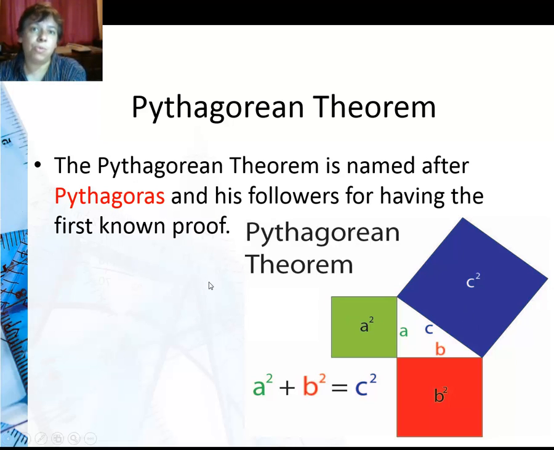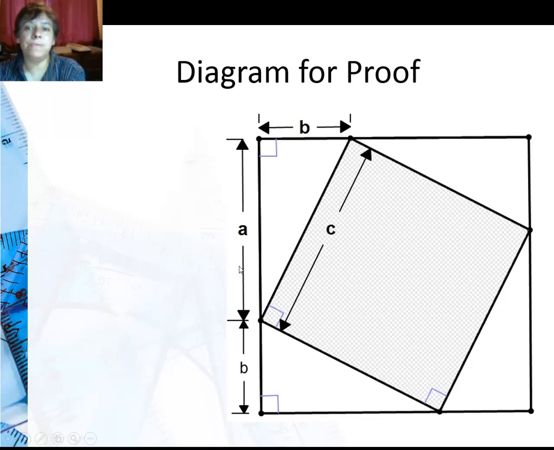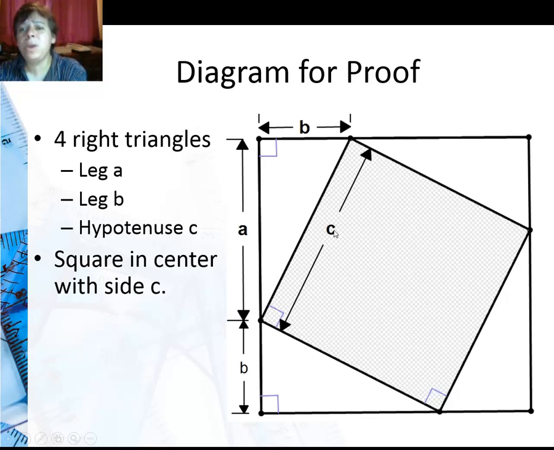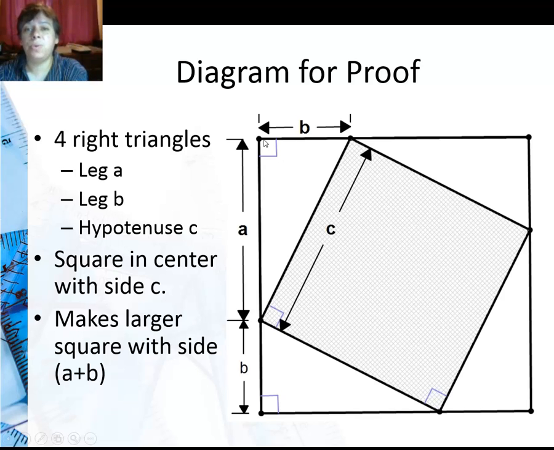Now, we're going to use a more algebraic approach for our proof, and this is the diagram I'm going to use. So I've got 4 right triangles, each with a leg of length a and a leg of length b, and the hypotenuse is c. The square in the center has a side of c, and it all makes a larger square. So this side is a plus b. I'm sorry, I should have said a plus b. And this side is b plus a, which with the commutative property is the same as a plus b.